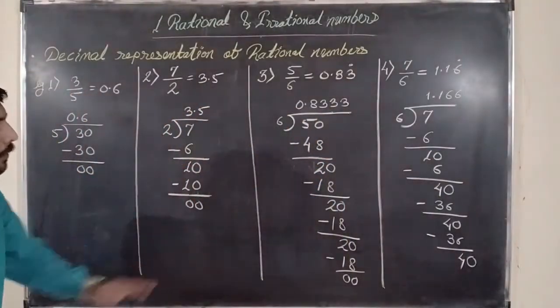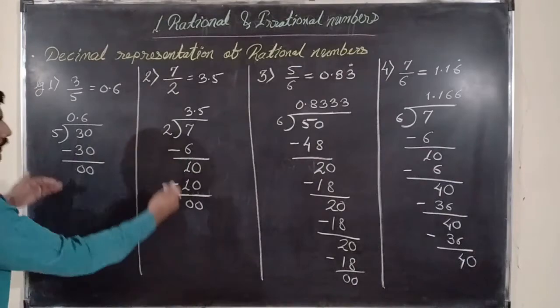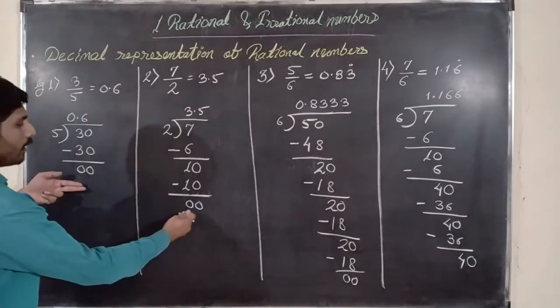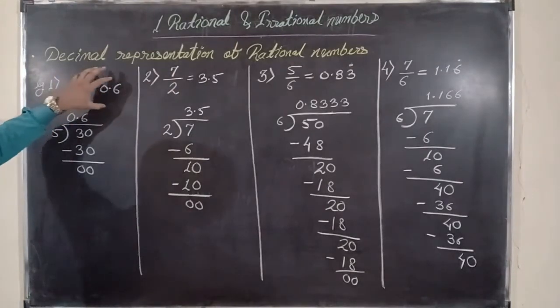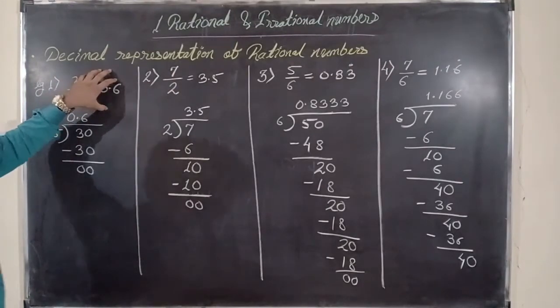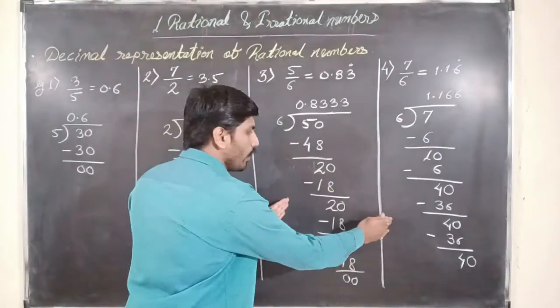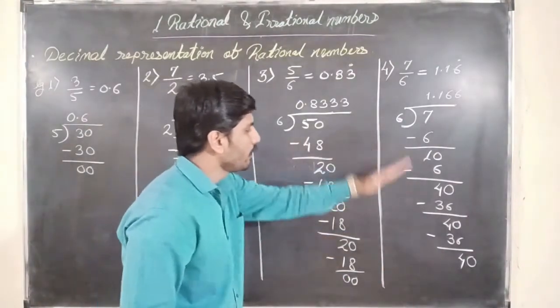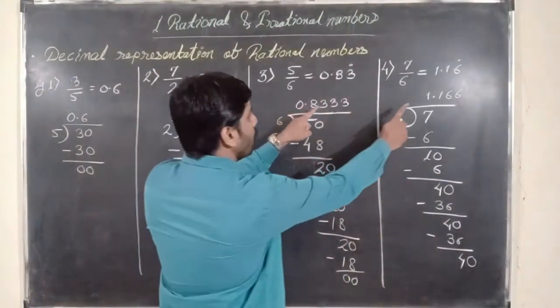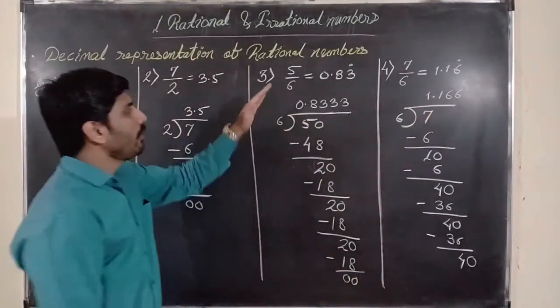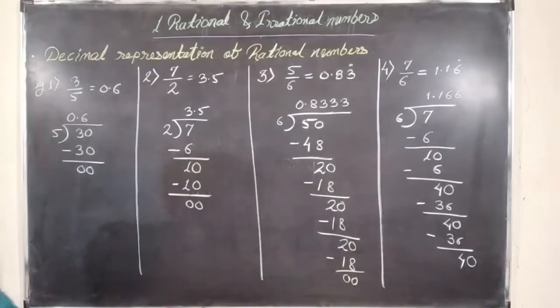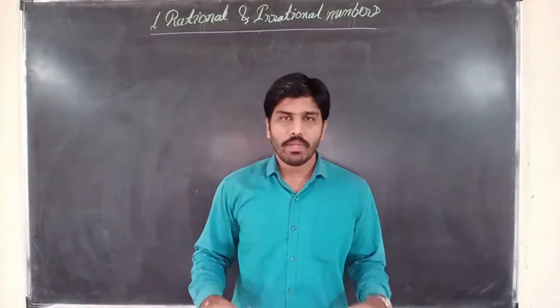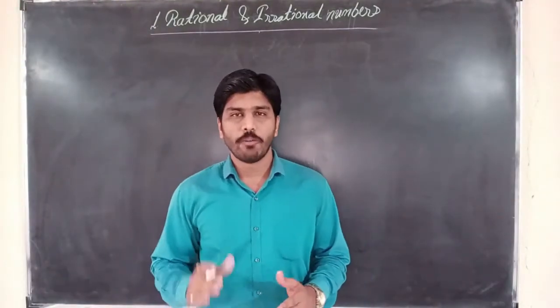Now in these examples, in the first two examples, we are getting the remainder 0. So we will call this terminating. In the other two examples, we are not getting the remainder 0 and we are getting the same number again and again. So this will be called non-terminating recurring. We can write any terminating number in non-terminating recurring form.